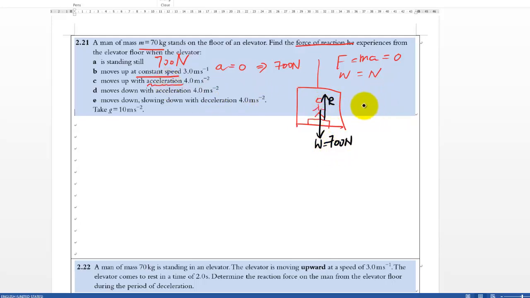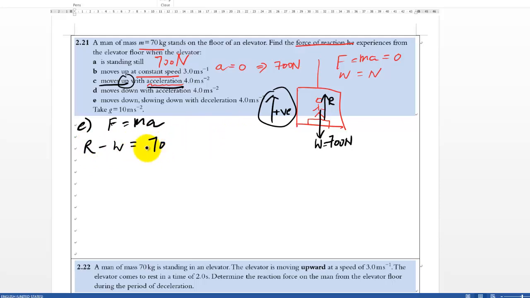What we have to do for part C is F equals ma. Since we are going to accelerate upward, let's simply take upward as positive. So the upward force is R minus W equals the mass, that is 70, times the acceleration, which is positive 4, because this is upward acceleration. You can put a positive here, or you can just write 4 if you want. So we know weight is 700, and ma is 280, and so the reaction force would be 980 Newton instead. If you have an electronic balance here, the reading would apparently be 98 kg.